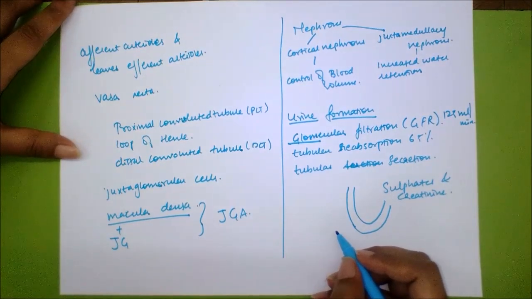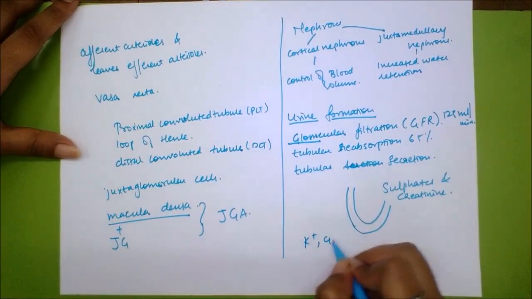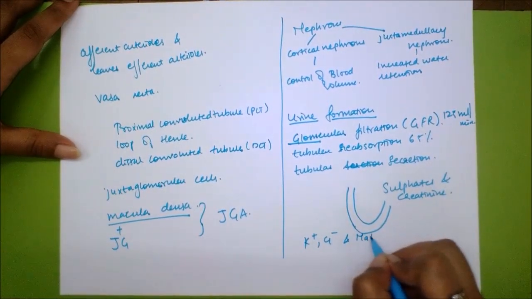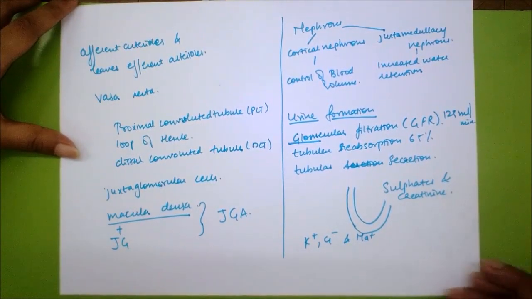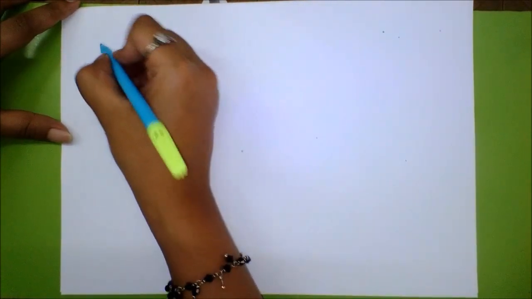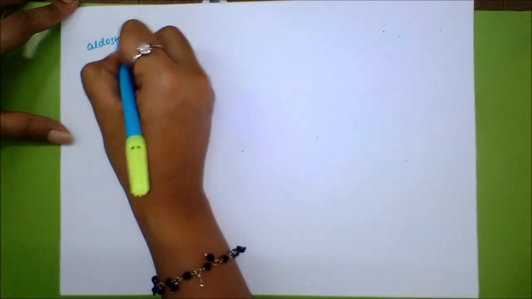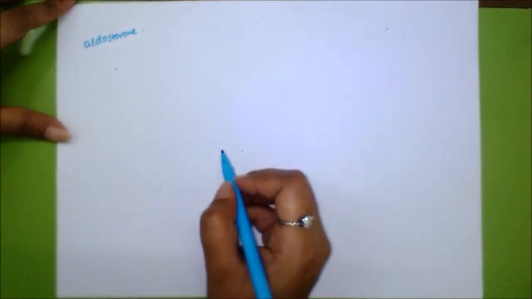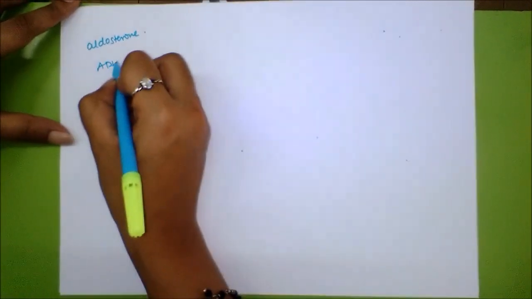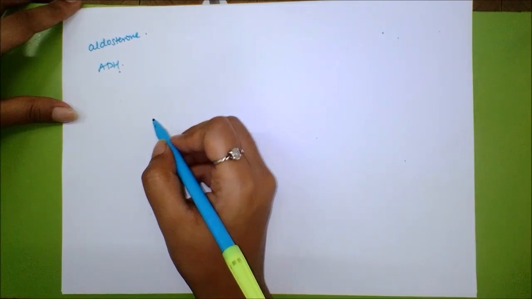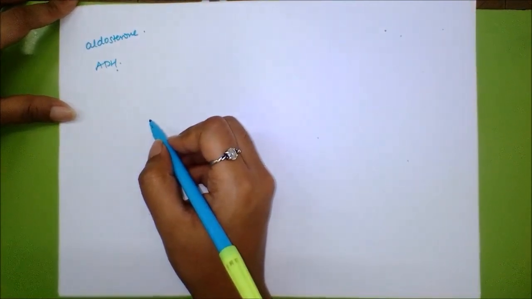The ascending loop of Henle is impermeable to water but permeable to K+, Cl- and Na+, and partially permeable to urea, so the filtrate becomes hypotonic to blood plasma. In the distal convoluted tubule, there is an active reabsorption of sodium ions from the filtrate under the influence of aldosterone. Water is reabsorbed here under the influence of antidiuretic hormone, that is ADH, secreted by the posterior lobe of the pituitary gland. This makes the filtrate isotonic to blood plasma.